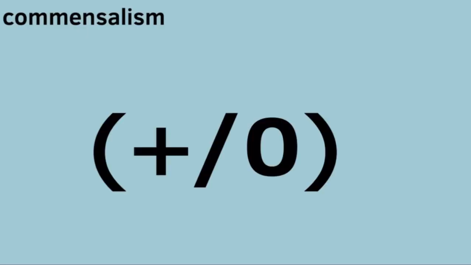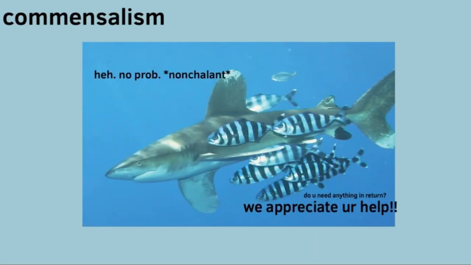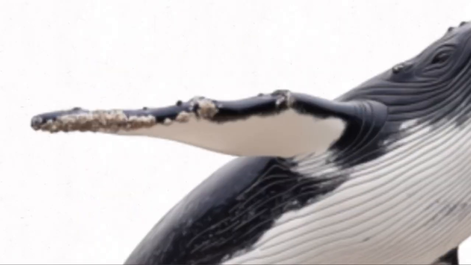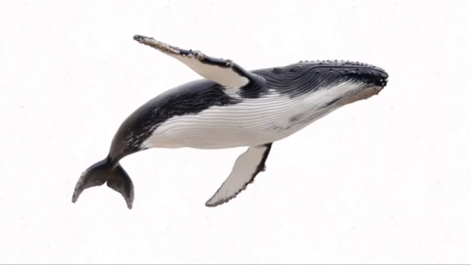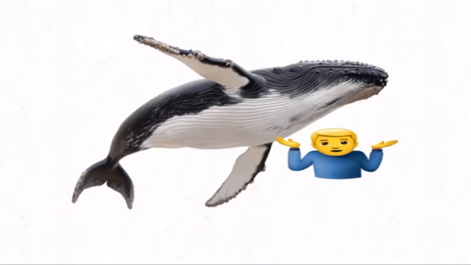Next, there's commensalism, a plus-zero relationship. This is when one species benefits from another, but doesn't have any effect on the other. An example of this are whales and whale barnacles. The whale barnacles get a place to stay rent-free with plenty of food provided to them, while the whale just coasts along without any care for the barnacles.